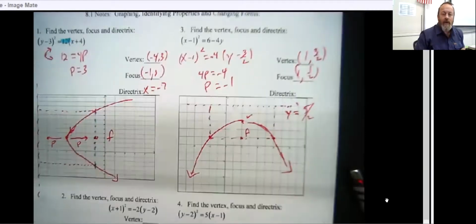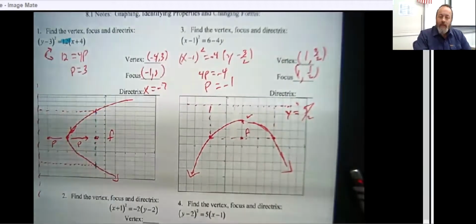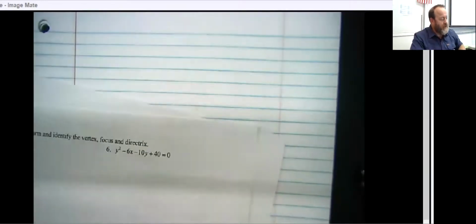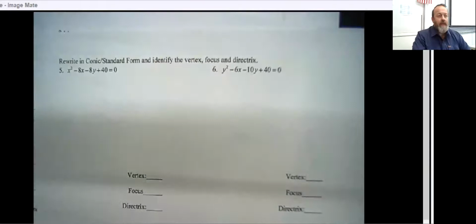So I think I'm going to stop the video right there. I don't know that I'm going to bother to do number 3 and 4 on this video. I'm going to jump back and we'll look at the back side of this worksheet, where we're in standard form for the next one.